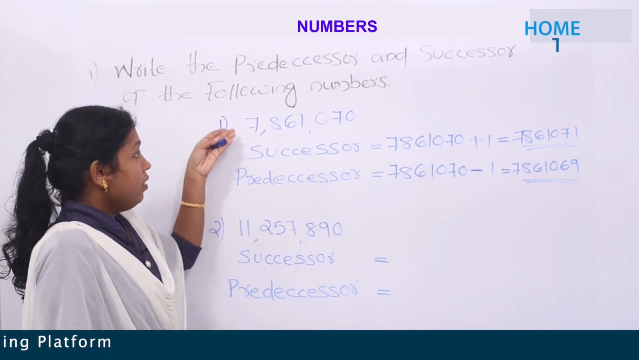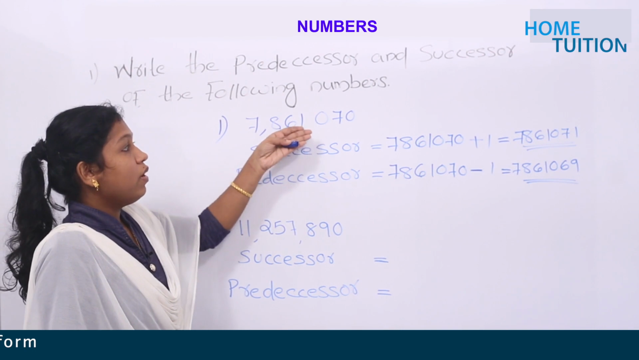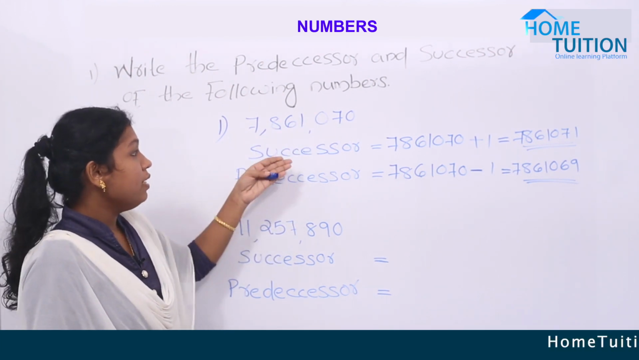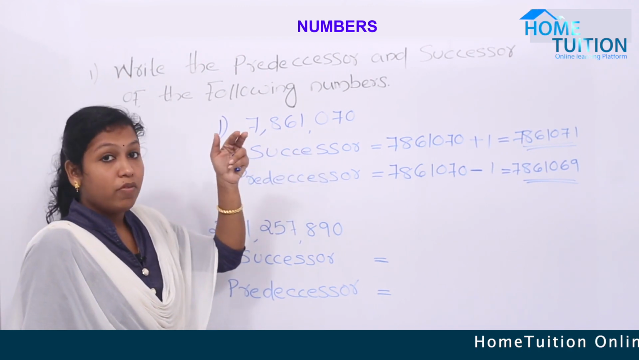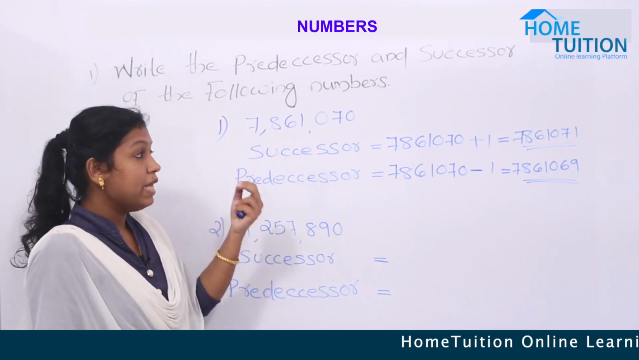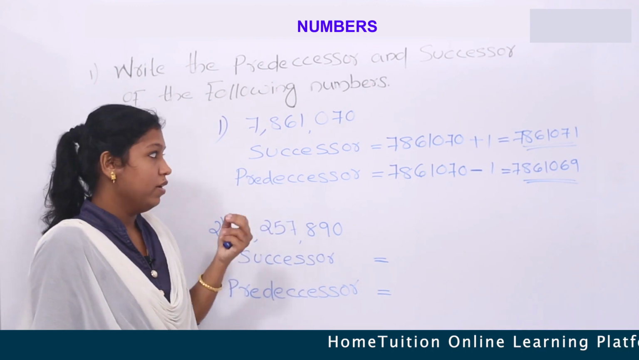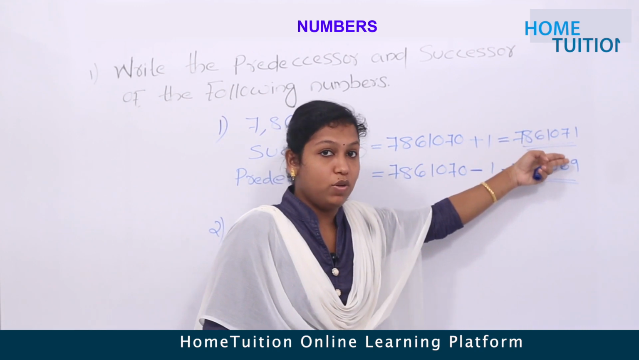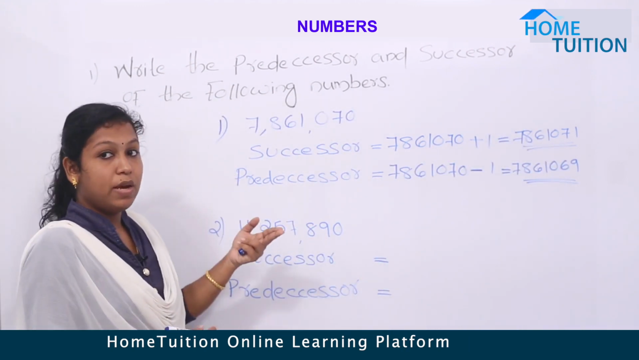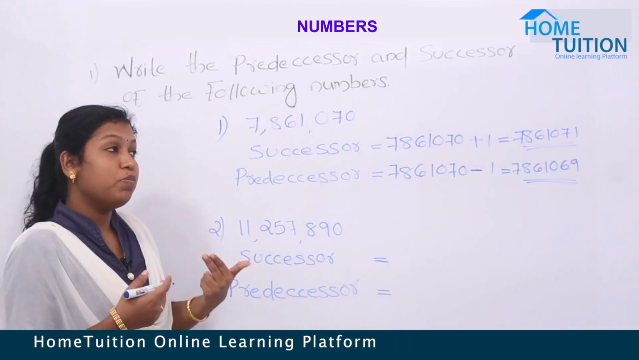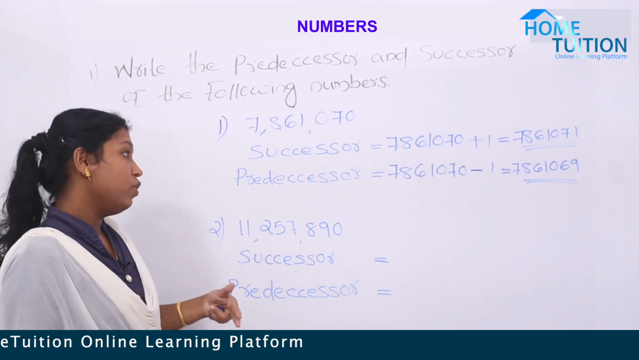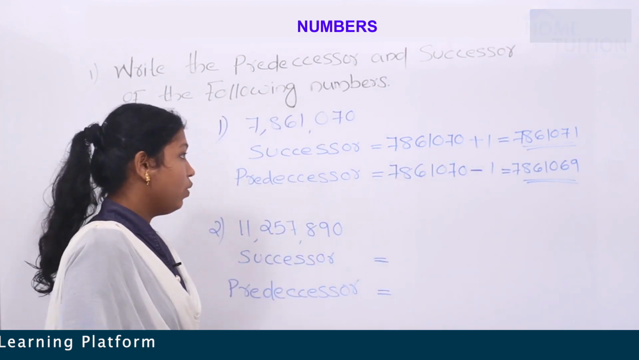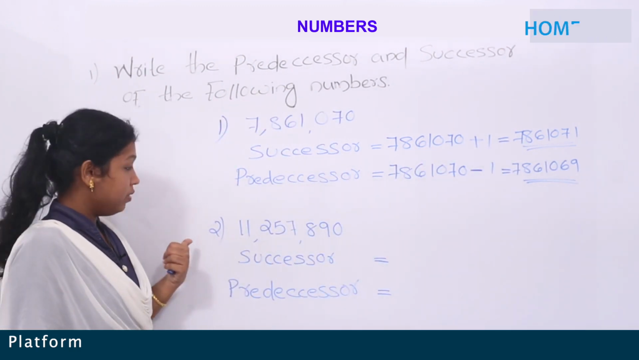For 78,61,070, what can we find, the successor and predecessor? We find the successor first. The successor is the given number plus 1, so we get 78,61,071. Then the predecessor is the given number minus 1, so we get 78,61,069.